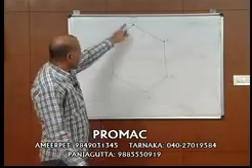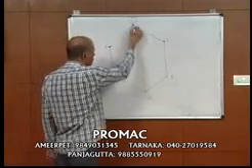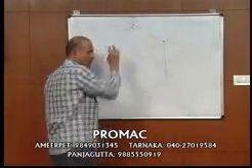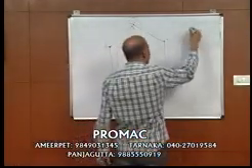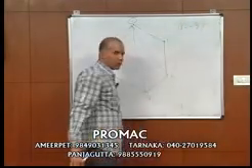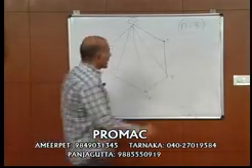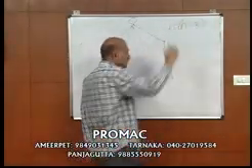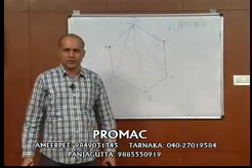So from any point, how many diagonals can I draw? Total number of points minus 3, because to 3 points I cannot draw a diagonal. So from each point I can draw n minus 3 diagonals. Like that, how many points are there? n. So what's the total number of diagonals I can draw? n multiplied with n minus 3.